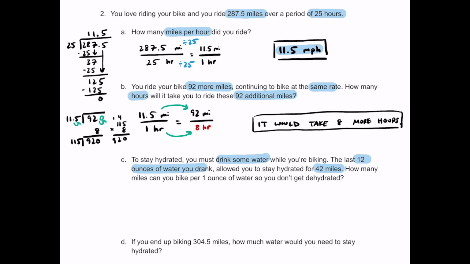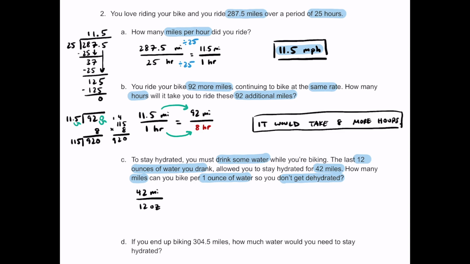The question is, how many miles can you bike per 1 ounce of water so you don't get dehydrated? Okay, so we're going to set up a rate here. It looks like when you drank 12 ounces of water, you were able to bike for 42 miles. So I think the biking probably depends on how much water you drink, right? So we can write a rate here and say that you were able to travel 42 miles on your bike while drinking 12 ounces of water.